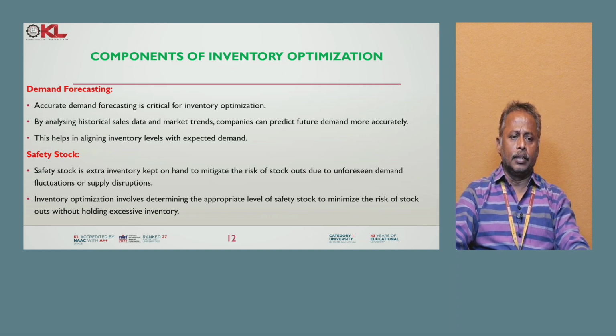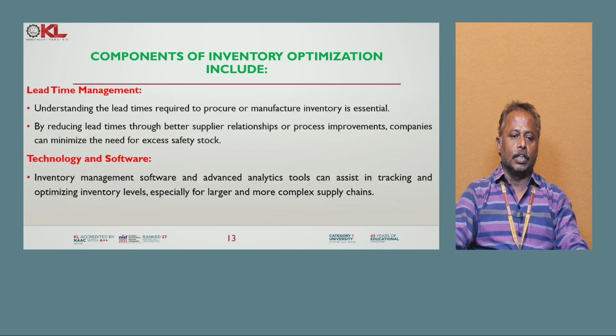Next, safety stock. So, safety stock is the extra inventory kept to mitigate the risk of stock out due to unforeseen demand fluctuation or supply disruption. So, inventory optimization involves determining the appropriate level of safety stock to minimize the risk of stock out without holding excessive inventory.